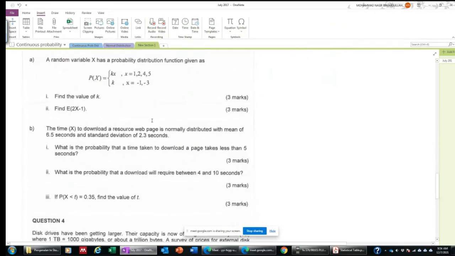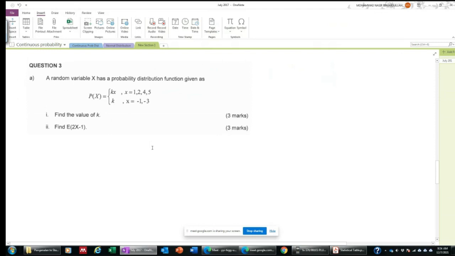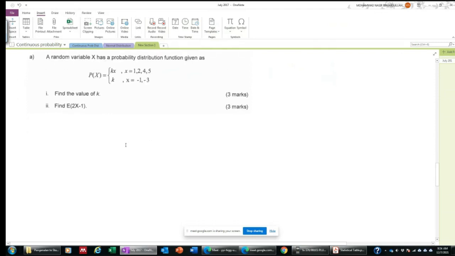So now let's look at question number 3. A random variable x has a probability distribution function, PDF, as given below. So this is basically the probability distribution function f(x) equal to kx, for x equal to 1, 2, 4 and 5. So look at the distribution of x carefully. Another function is k, when x is equal to -1 and -3. So we need to find k.